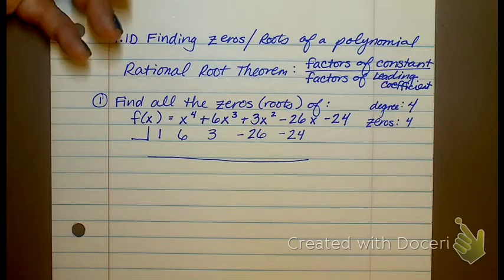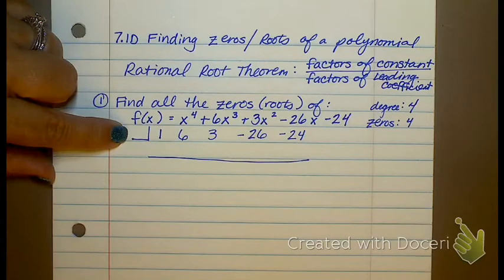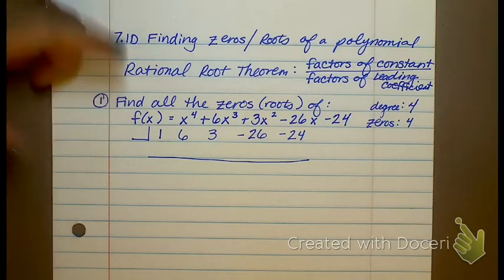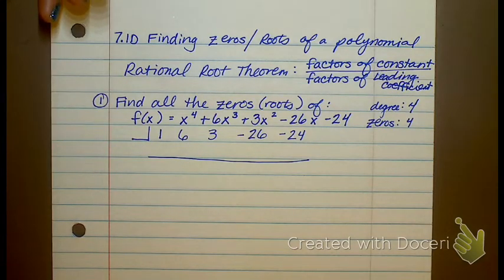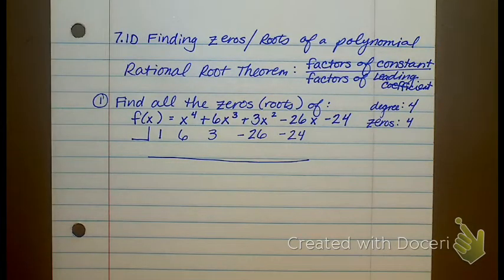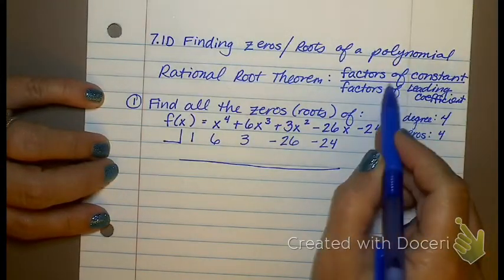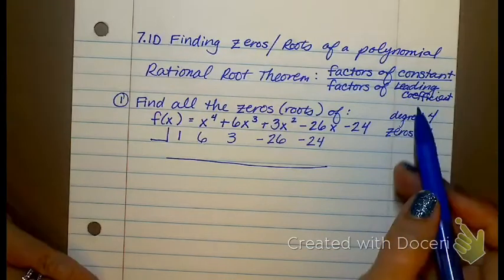So I could just start counting numbers through. I could try 1, see if it works, 2, see if it works, 3, see if it works. But that seems just kind of random guessing, doesn't it? So the rational root theorem helps our random guessing to be a little bit more intentional, okay? It's not perfect, but at least it gives us a starting place. So if I were to look at the constant of this equation, what is the constant of this equation?